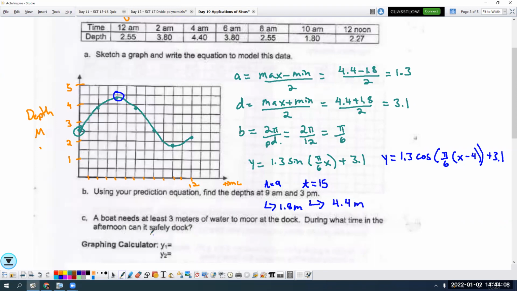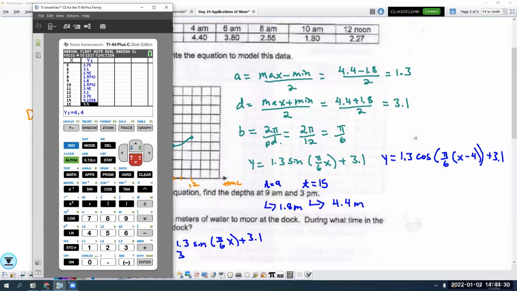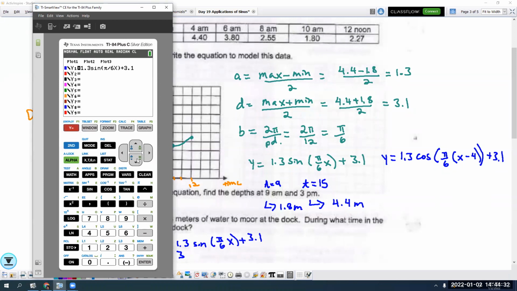Okay. The boat needs at least 3 meters of water to moor at the dock. At what time in the afternoon can it safely dock? So this is what we're going to do. We already have our sine equation, or you could put the cosine equation in y1. In y2, I'm going to put 3. I'm going to go back to y equals, and I'm going to put 3 here.